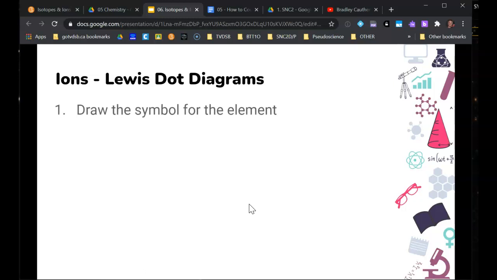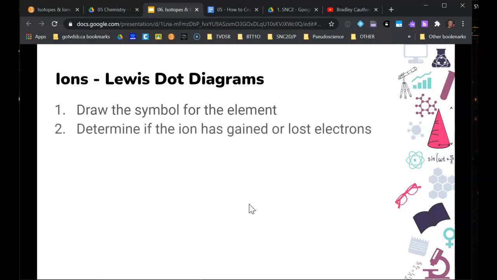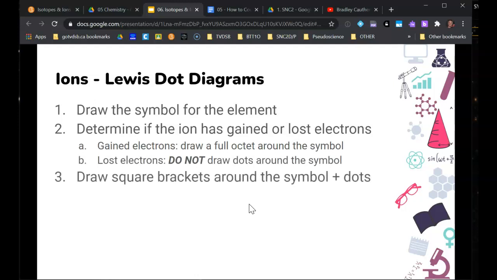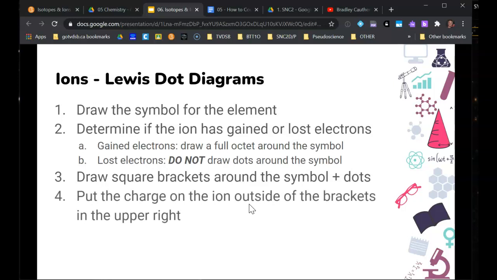So first off, we draw the symbol for the element. Then we decide, is it gaining or losing electrons? If it gains electrons, we're going to draw a full octet around the symbol. If it loses electrons, we are not drawing dots around the symbol. Then next we draw square brackets around the symbol and dots, and then we put the charge outside of the brackets. So what does this look like?